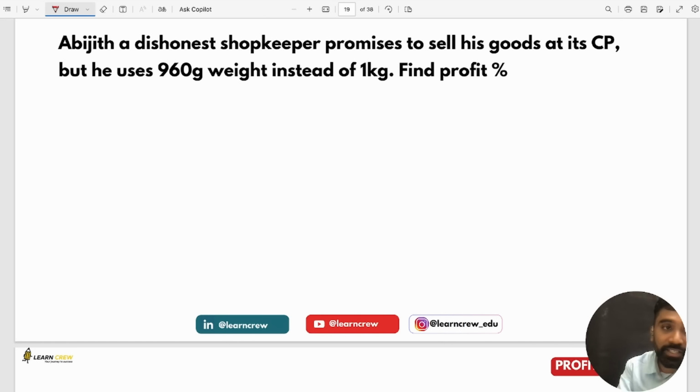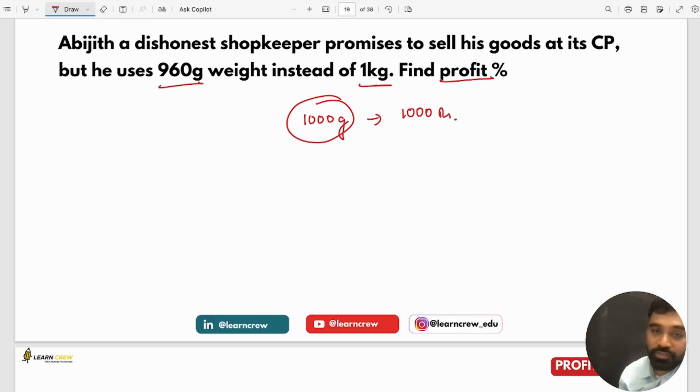Don't worry. But he uses 960 grams weight instead of 1 kg. But he is very dishonest. Instead of giving 1 kg sugar, he's giving 960 grams sugar. He's putting a 40 gram weight in the bottom of that weighing machine in order to compensate it. So now, what is his profit percentage they're asking? Let us assume that Abhijit got 1000 grams for 1000 rupees.